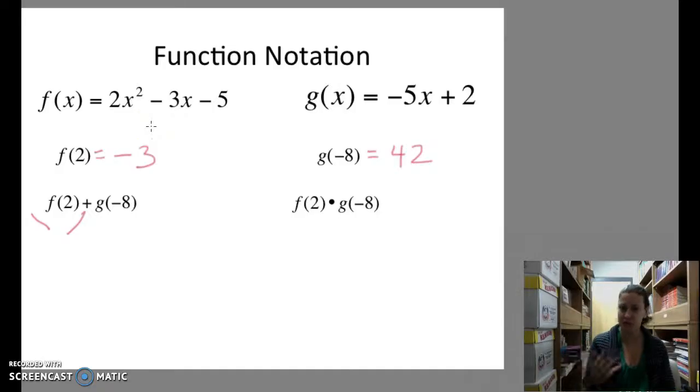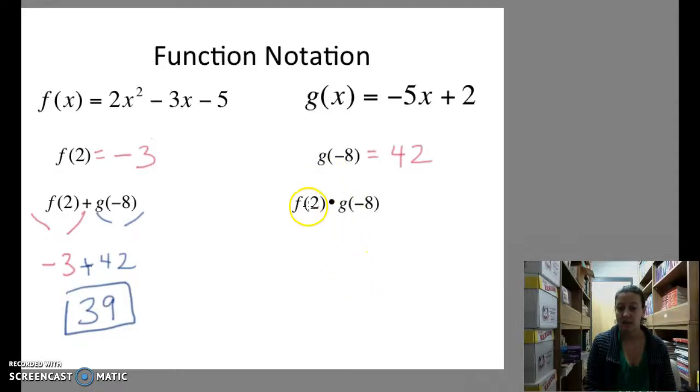You'd have to plug in 3 and calculate it, and then figure out what the answer was, which in this case is -3. And then you would do this g function, -8. We already know the answer is 42. But if it was something like 7, you'd have to plug it in and see what the output was. And we're going to combine those two outputs, and that's it. We've got 39.